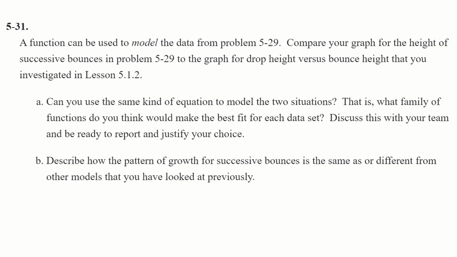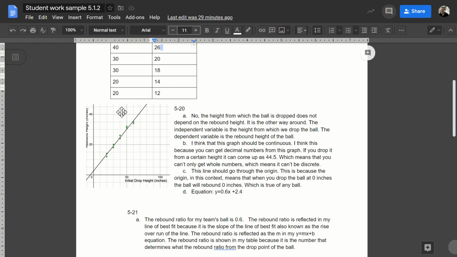So a function can be used to model the data from 5-29. A function can be used to model that data. And we've been doing that for a while, right? We've been using linear functions to model data quite often. It says compare your graph for the height of successive bounces from 5-29 to the graph of drop height versus bounce height that we collected yesterday. So you can look at the one we collected yesterday, right here, and you can make a comparison between this graph and the one that you've produced today.